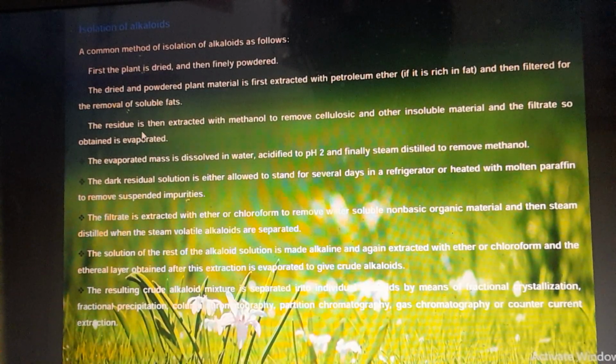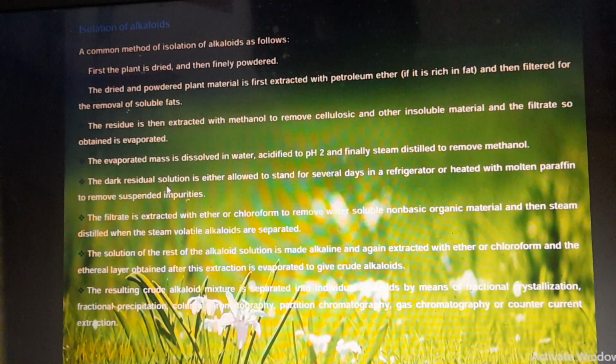The residue is then extracted with methanol to remove cellulosic and other insoluble material, and the filtrate so obtained is evaporated. The evaporated mass is dissolved in water, acidified to pH 2, and finally steam distilled to remove methanol, which is earlier used to remove cellulosic and other insoluble material.